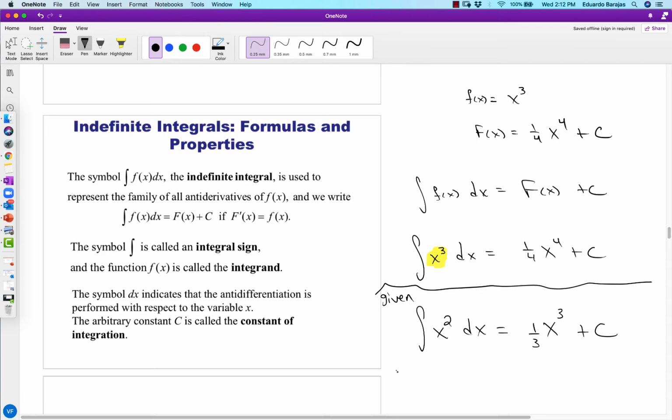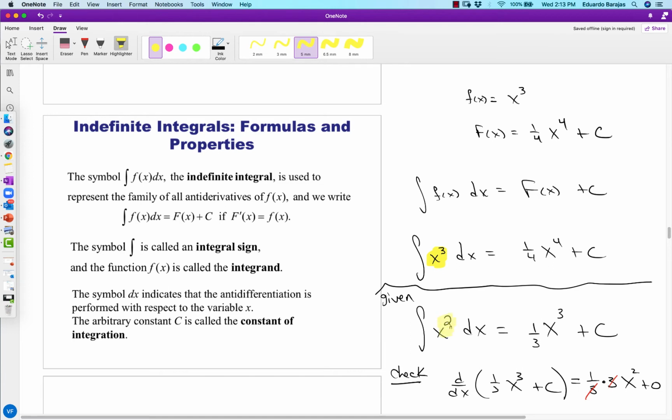And we can check, confirm that it's true that when we take the derivative of this function, 1/3 x to the third plus c, the answer really will be 1/3 times 3x to the second plus 0, and then the 1/3 and the 3 cancel, giving you just the x squared, which is exactly what we were interested in, just the x squared.